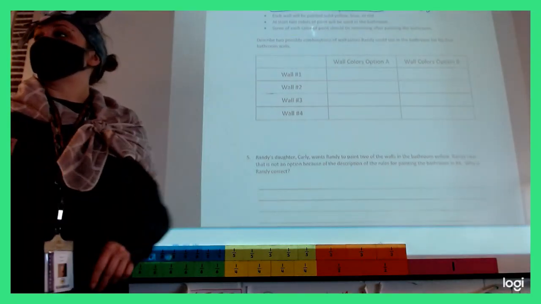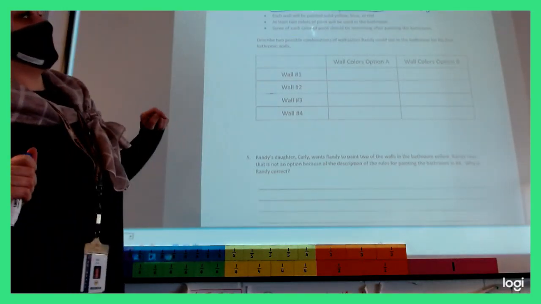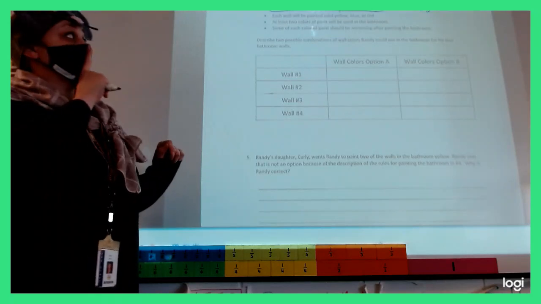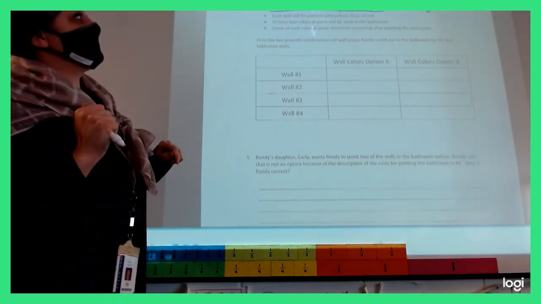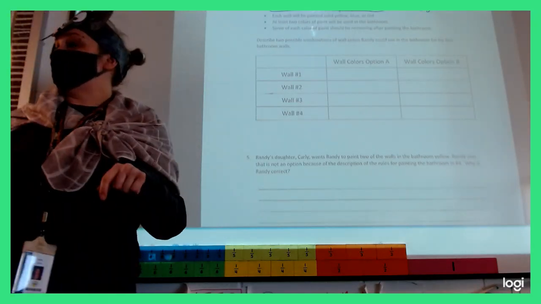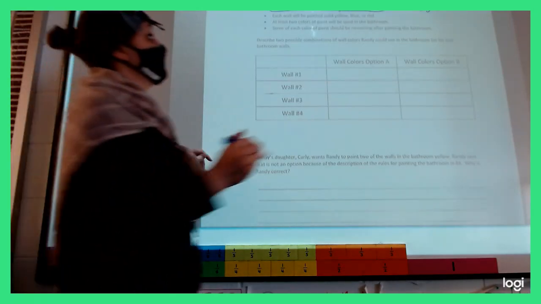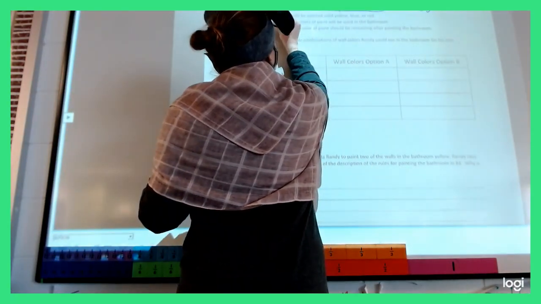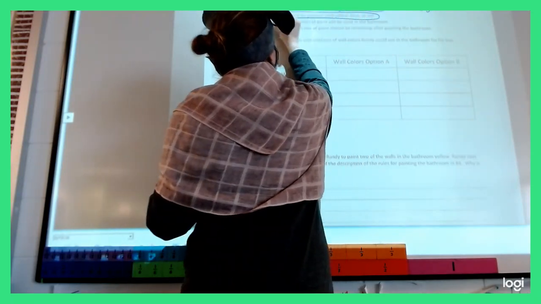And I definitely like looking at it like that better than in a sentence. I'd rather have blue and red. Each wall will be painted solid yellow, blue, or red. So that just means he's not mixing any colors on the walls. So each wall is painted solid yellow, blue, or red.